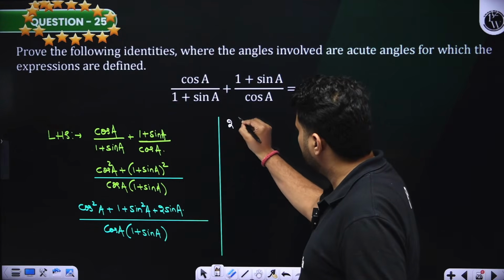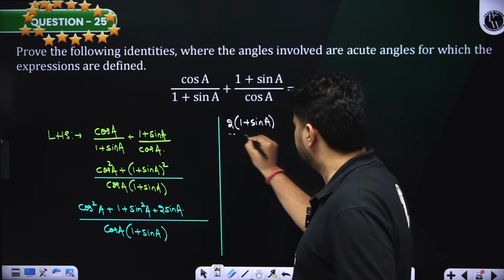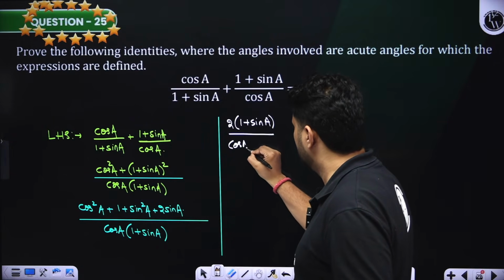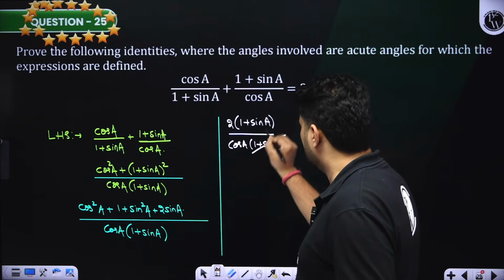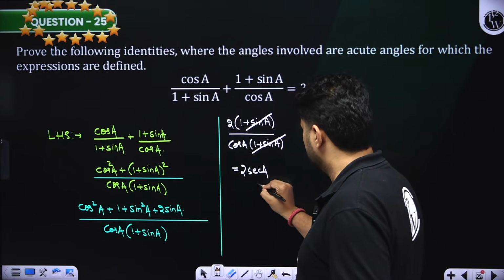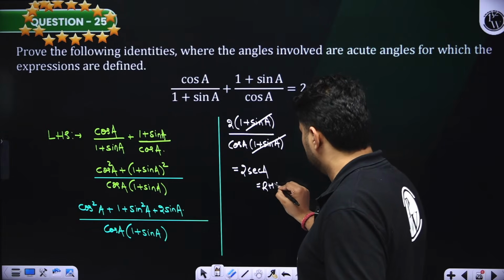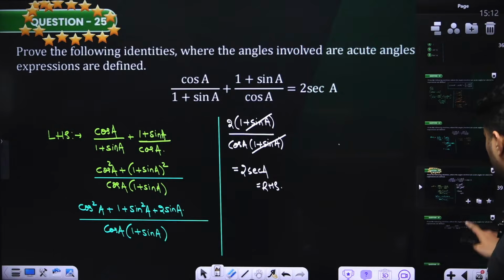So if I take 2 common, it will be 1 plus sin A divided by cos A into 1 plus sin A. So 100% this will get cancelled. So 2 by cos A is nothing but what? 2 secant A, which is your RHS. See, simplifying was easy. Clear? Fine. So in this way you can solve the problem.